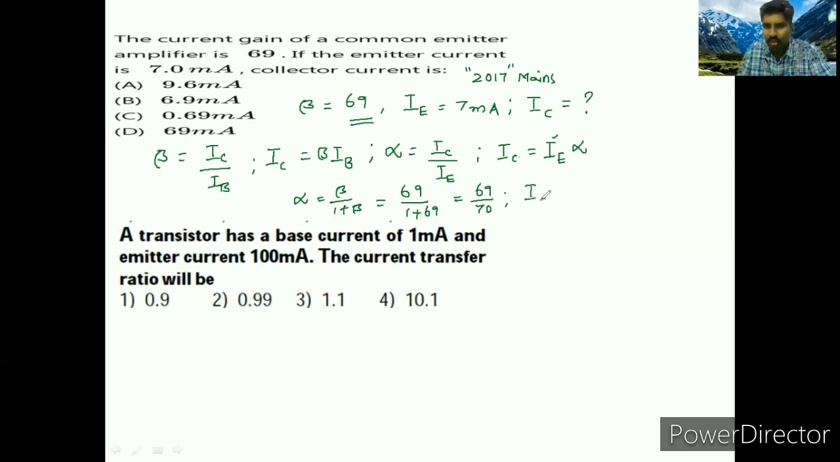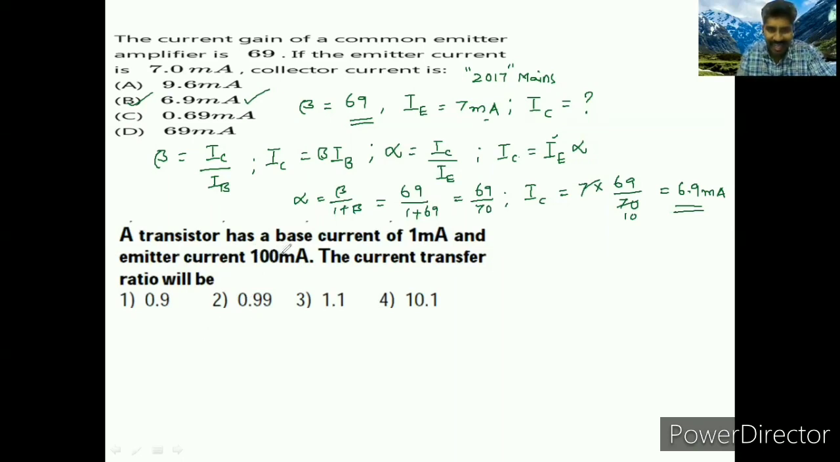Now IC is equal to IE, which is 7, into 69 by 70. So we get the value 6.9 milliamps. This is in milliamps, and the options are also in milliamps. So what is the correct option? B, the second option, is correct. Similarly, we'll see the next problem.